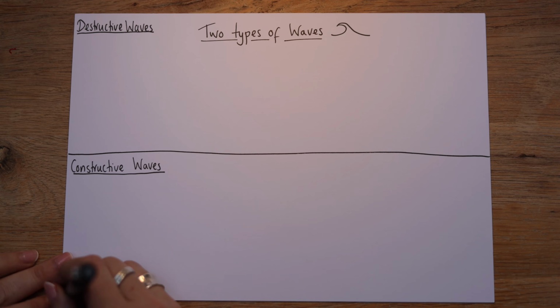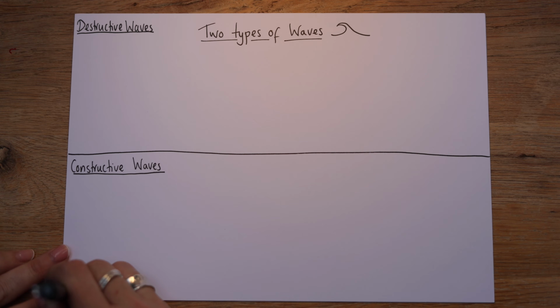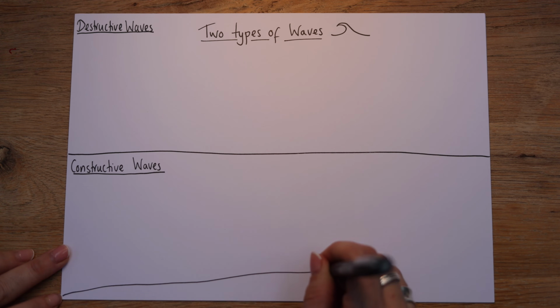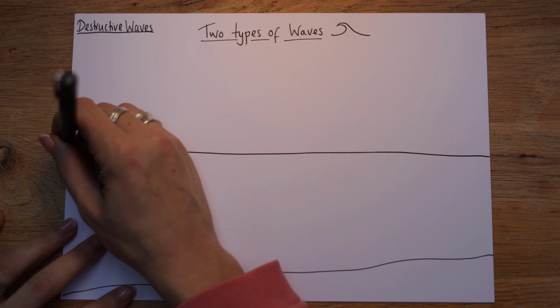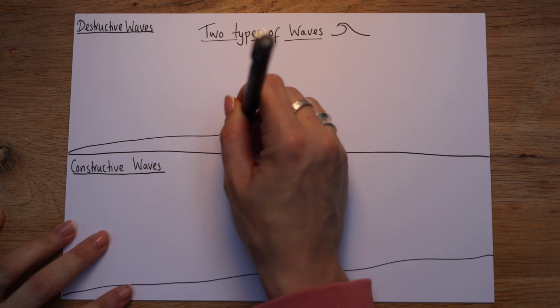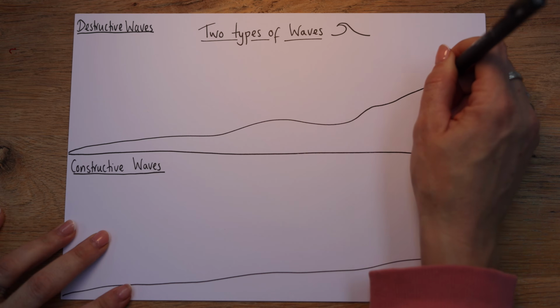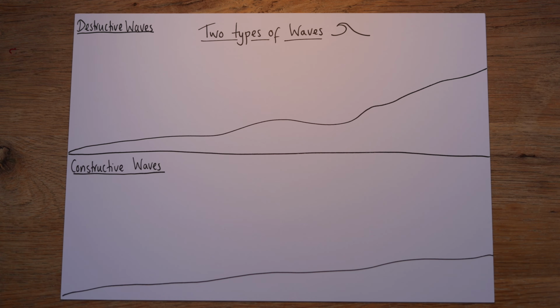So first of all, let's just draw the beach itself. For constructive, if you just draw a gently sloping beach like this, that's what it creates. It builds the beach up, and it's quite a gentle slope. Whereas if you go down to the beach and think, oh my goodness, this is really steep, that is because of a destructive wave. So again, draw it on, but make it more steep for the destructive one.